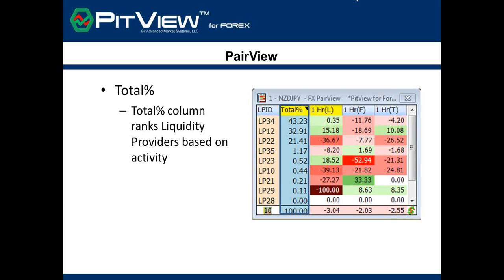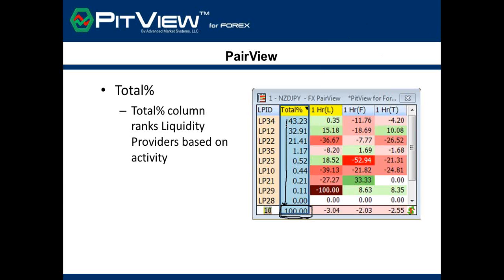The U.S. session, the Asian session, the Sydney session, the London session. So what it's going to tell you right in here is it's going to rank the liquidity providers from who's been the most active in the market to the least active. Now down in here, this will always add up to 100%, because it's always showing you 100% of liquidity provider activity for an individual pair.